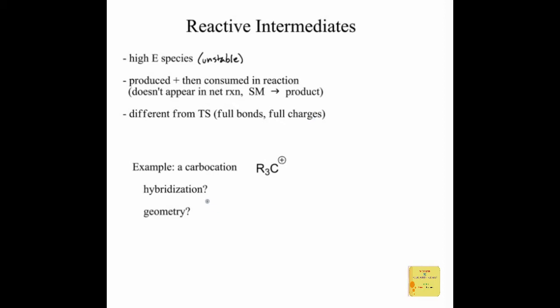For example, one reactive intermediate we're going to be encountering in organic chemistry is called a carbocation. A carbocation is a carbon with 3 bonds, and therefore it has a plus charge. If we look at this species a little more closely, how would you describe its hybridization? What is the hybridization of the carbon of a carbocation? Well, it has 1, 2, 3 groups around it. Any carbon with 3 groups around it will be an sp2 hybridized carbon. And what kind of geometry do you expect for sp2? We expect trigonal planar.